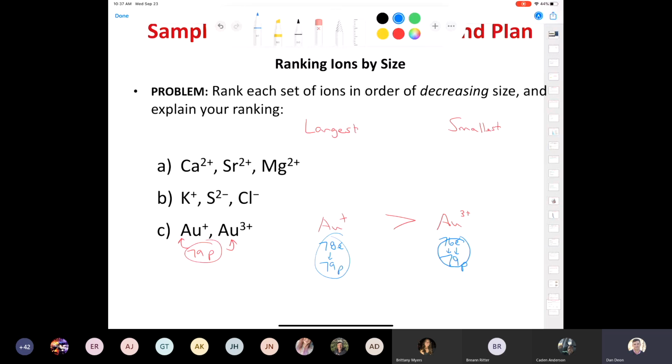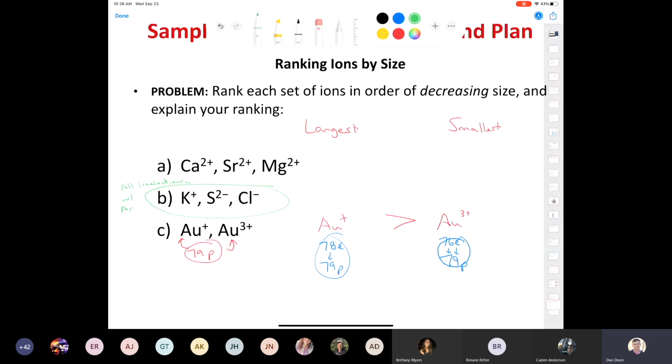You have potassium with a 1 plus charge, sulfur with a 2 minus charge, and chlorine with a 1 minus charge. I'm going to help you out with this one. All three of these ions, look at this. They're isoelectronic. Can somebody tell me what element, not what ion, what element they are all isoelectronic with? They all have the same number of electrons as who? Argon, right? They all have 18 electrons. So we can put here all isoelectronic with argon.